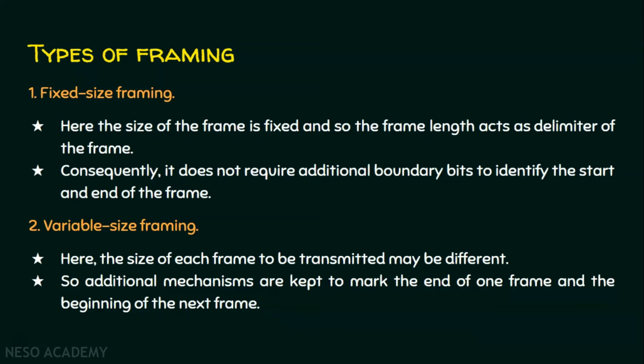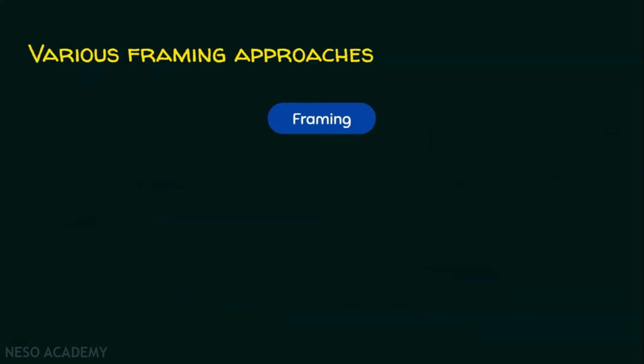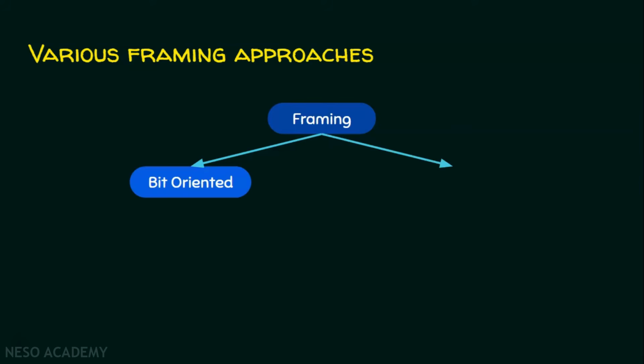So far we have seen the basics behind framing and the types of framing. Let's have a look at the various framing approaches. When we talk about framing, we have basically two approaches. One is the bit-oriented approach, and number two is the byte-oriented approach. The byte-oriented approach is also called the character-oriented approach. We will talk about this elaborately in the upcoming lectures.